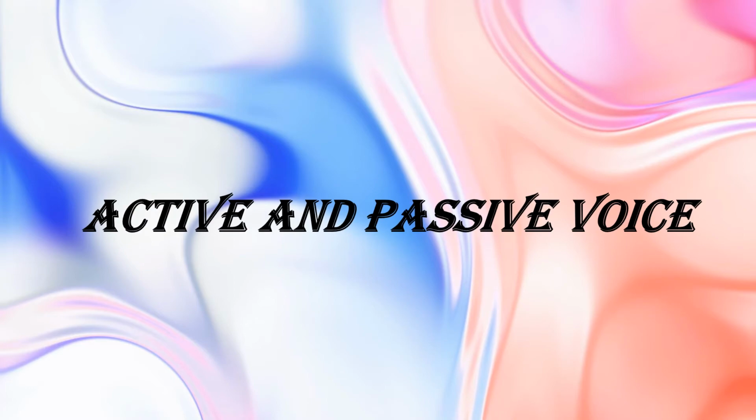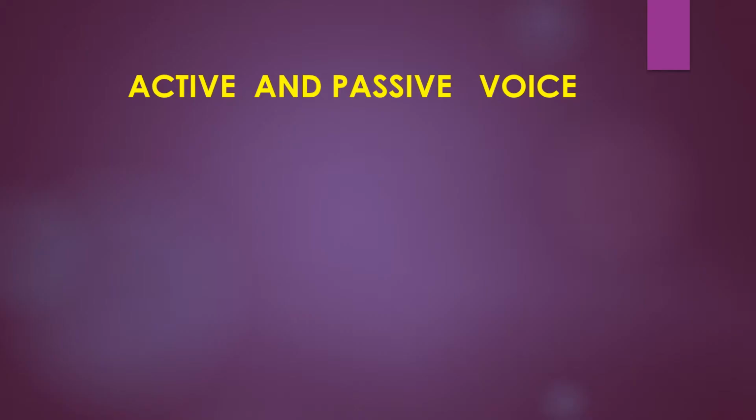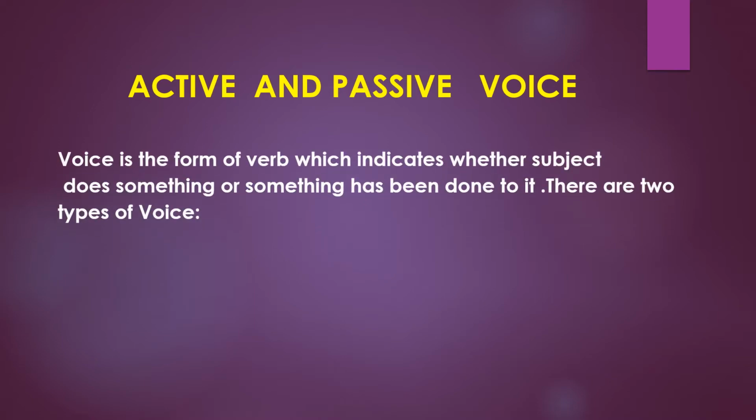Hello everybody. Today we will learn about active and passive voice. Voice is the form of verb which indicates whether the subject does something or something has been done to it. There are two types of voice. These are active voice and passive voice.